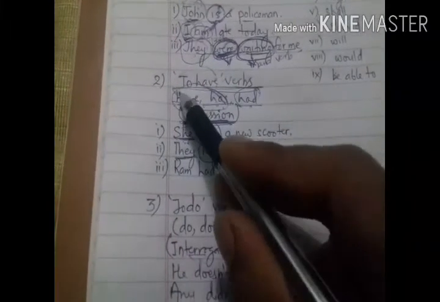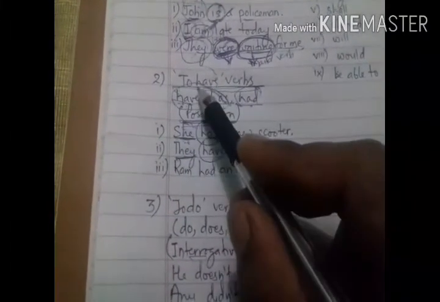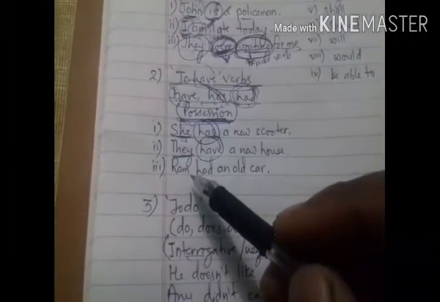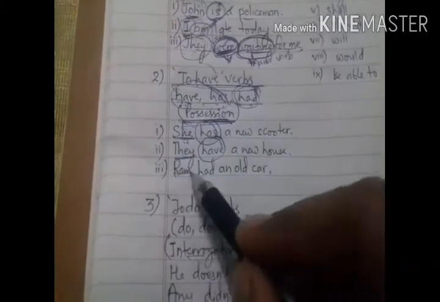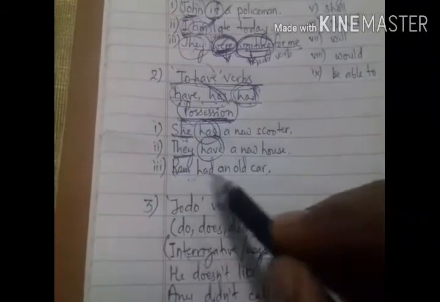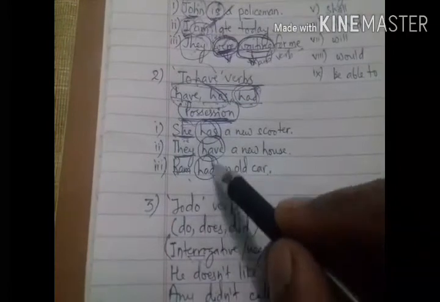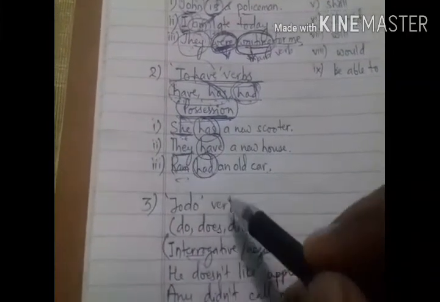Have is used with plural subject and has is used with singular subject, whereas had is used with both plural and singular subject but in past tense. Ram had an old car. See, the possession in the past. This sentence shows the possession of the subject in the past.